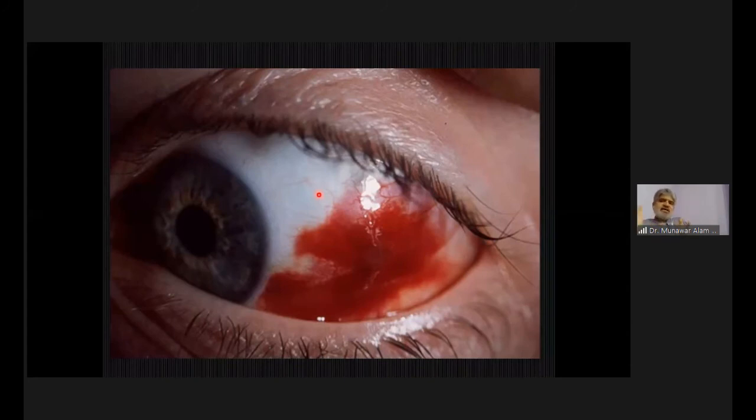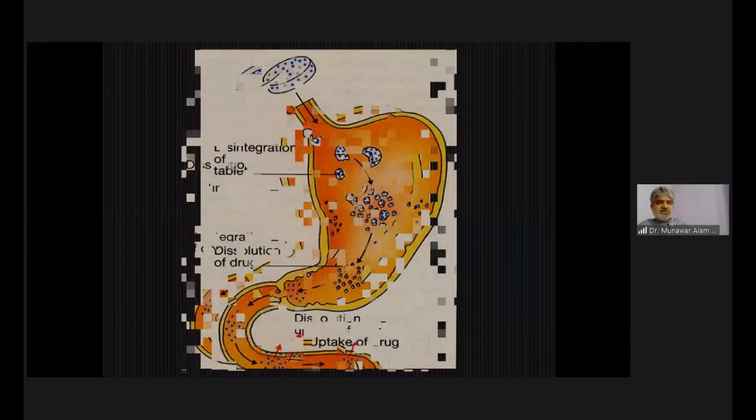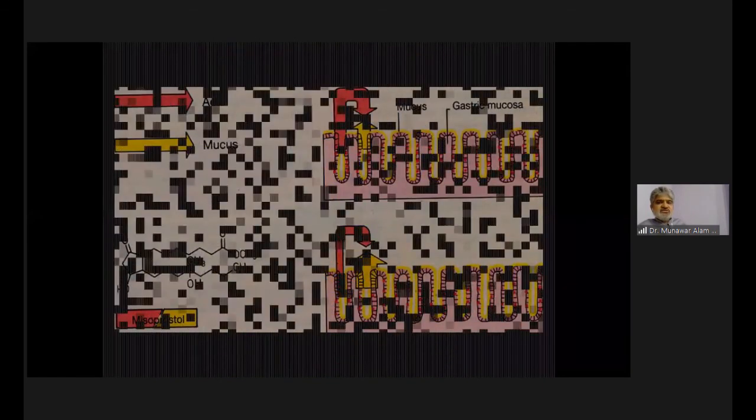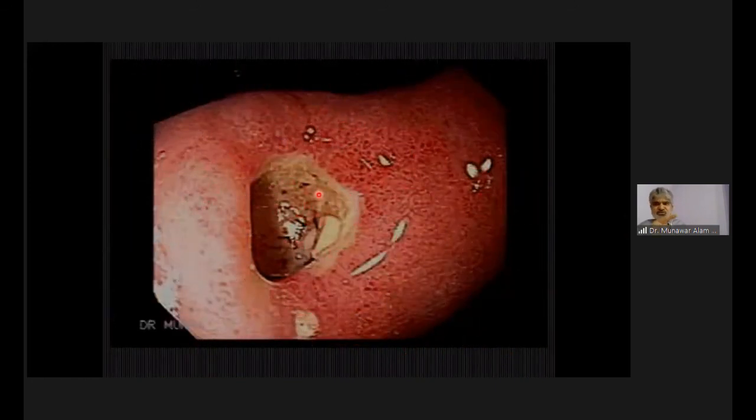Now we have done with the side effects. We have done the mechanism of action, we have done the clinical uses, we have done the side effects. Now from these side effects you have to extract the contraindication. By contraindication, as I said yesterday, those clinical conditions in which these drugs could not be given at all. Now start from there, from the back.